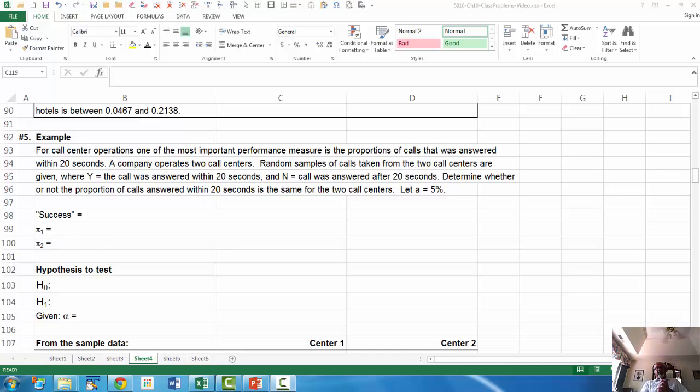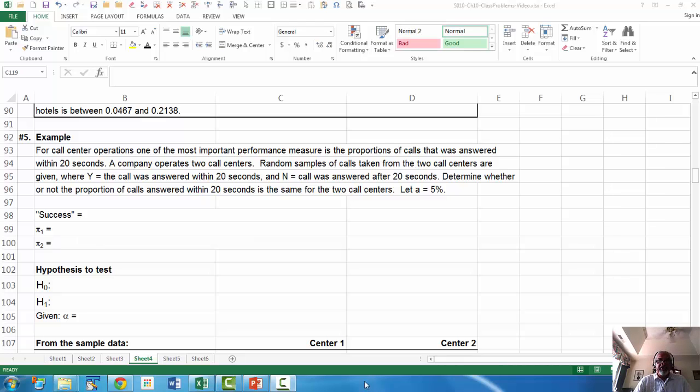Now we're going to look at another example, and this time we're going to calculate the proportions ourselves. In other words, raw data is given, unlike in the previous example where the sample was given and the number of successes in the sample was also given. Here we're going to have to develop the number of successes ourselves.